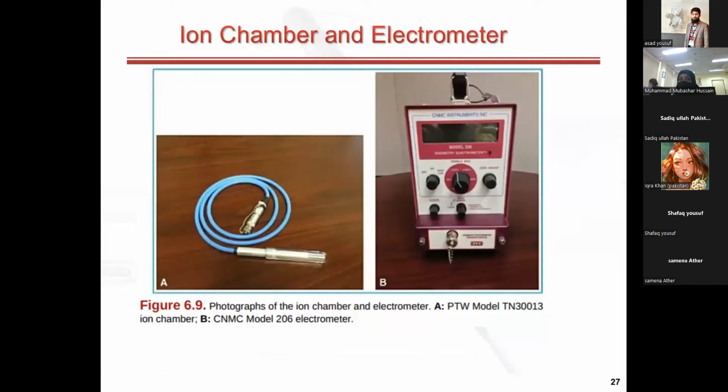This is an example of a commercially available ion chamber and electrometer. This ion chamber is a Farmer type ion chamber, BTW model TN30013, and a CNMC electrometer based on an operational amplifier.